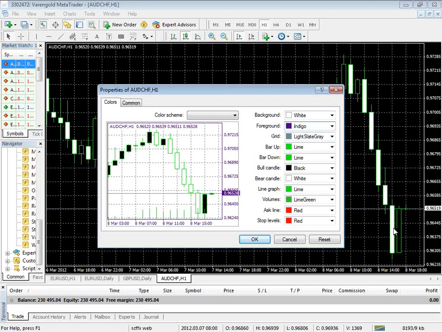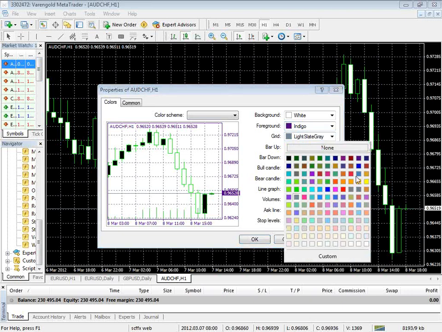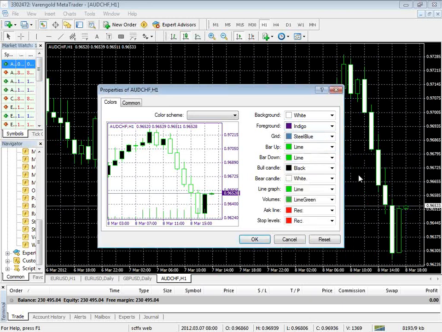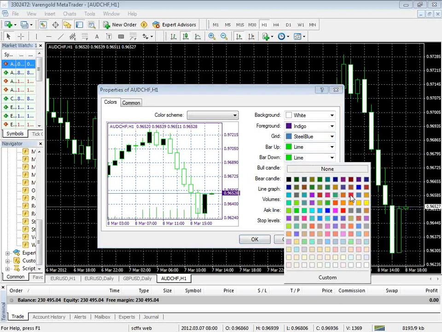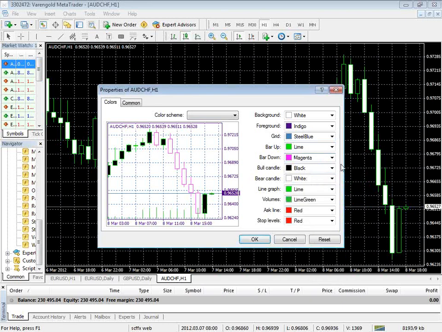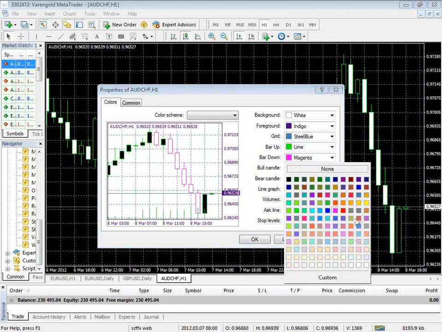The grid, those lines that we have in the platform, light gray is okay. Also, we can make them more visible if we change the background, and we can put something like blue. Bar up line, bar down. Let's change the color. Let's make them, I don't know, magenta, or maybe it's too strong.